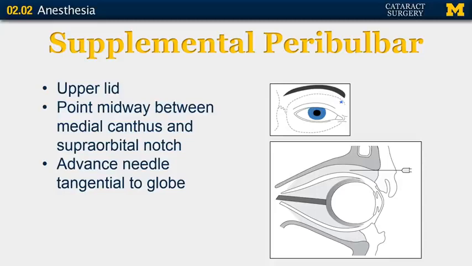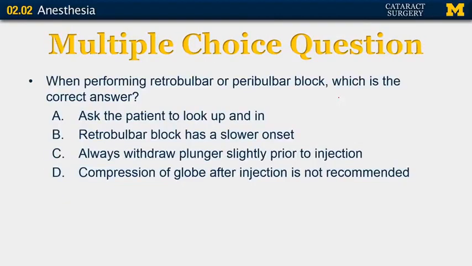You can also add supplemental peribulbar anesthesia in the superior extraconal space. This is usually through the upper eyelid, and the point that you want to inject is the point midway between the medial canthus and the supraorbital notch. The star here demonstrates the injection site, and you want to advance the needle tangential to the globe, withdraw the plunger, and inject your anesthetic. This is rarely done. When performing retrobulbar or peribulbar block, what is the correct answer?